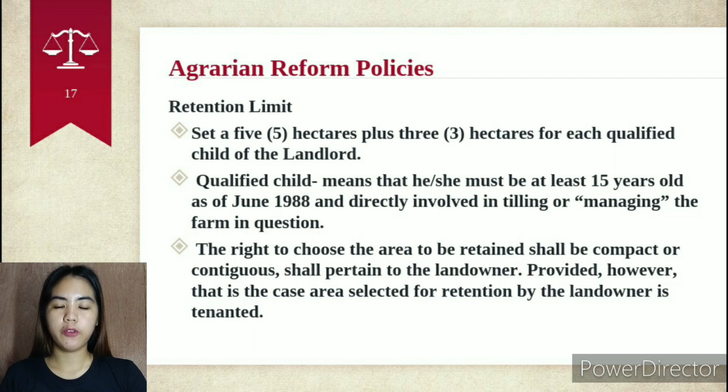Next is the retention limit of agrarian reform, which provides 5 hectares plus 3 hectares for each qualified child of the landlord. The qualified child must be at least 15 years old as of June 1988 and directly involved in tilling or managing the farm in question. In addition, the right to choose the area to be retained, which shall be compact or contiguous, shall pertain to the landowner, provided, however, that if the area selected for retention by the landowner is tenanted, the tenant shall have the option to choose whether to remain there or be a beneficiary in the same or another agricultural land with similar or comparable features.